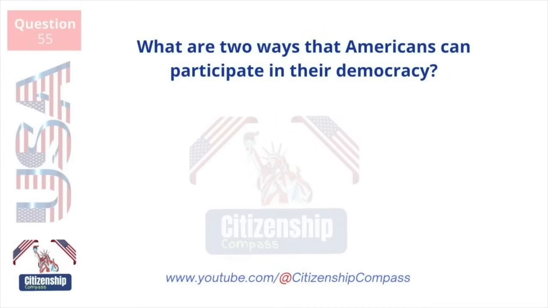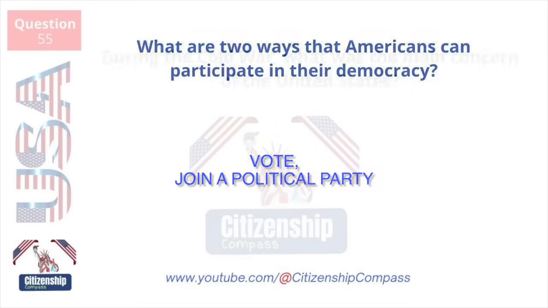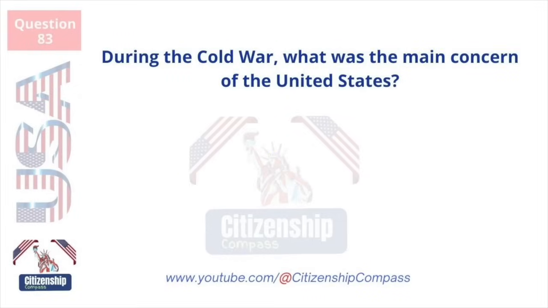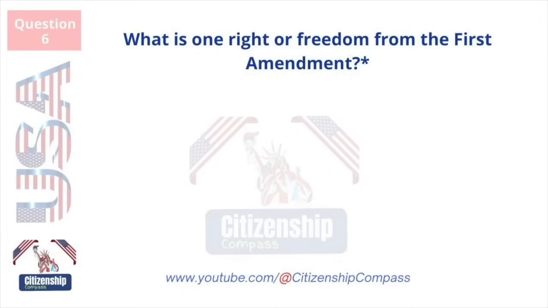What are two ways that Americans can participate in their democracy? Vote. Join a political party. During the Cold War, what was the main concern of the United States? Communism. What is one right or freedom from the First Amendment? Speech.